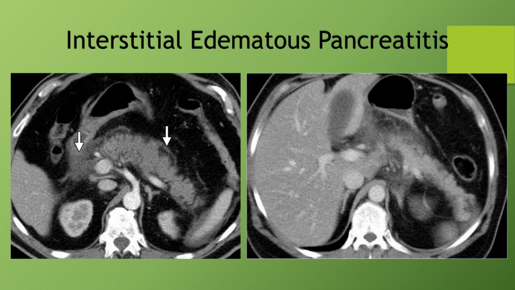You can see that there's some fat stranding around the pancreas. In this image on the left, you can see some focal edema there around the head. In the second image on the right, you can see a lot of fat stranding in the lesser sac and between the pancreas and the liver, but we do have enhancement of the pancreatic parenchyma.